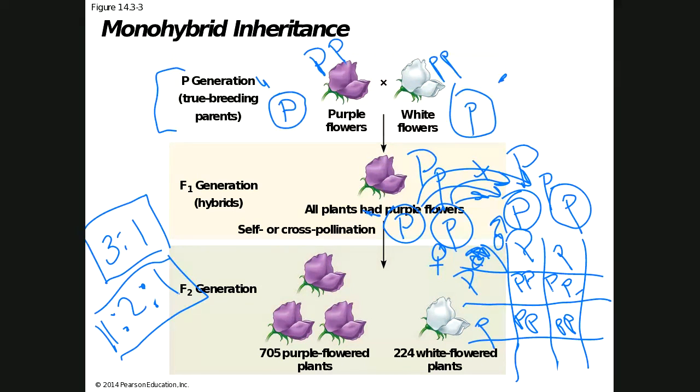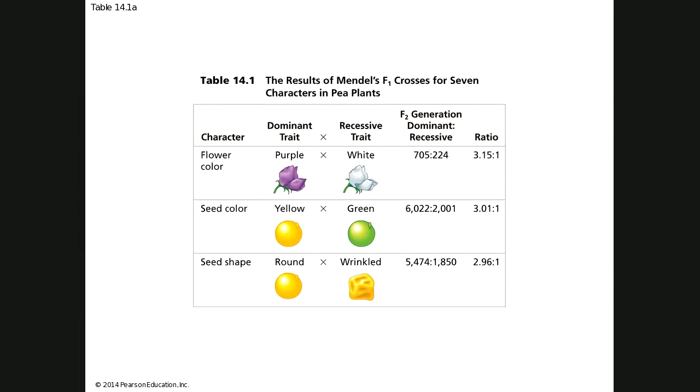Like, for example, if he looked at seed color or seed shape, first of all, he picked things that were very different. It wasn't like yellow and greenish yellow, where you're like, does it look green? Does it look yellow? It wasn't like round or kind of wrinkled. These things were very distinctively different, yellow and green, round and wrinkled. And look at the ratios he got for those, right? When he crossed those together, those were the numbers he got, the 6,000 to the 2,000, and then the 5,400 to the 1,800. But look at the ratio.